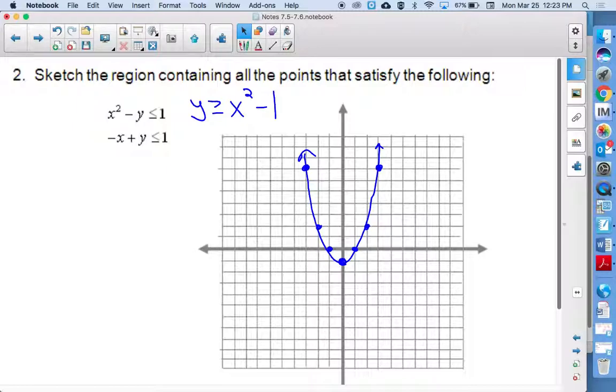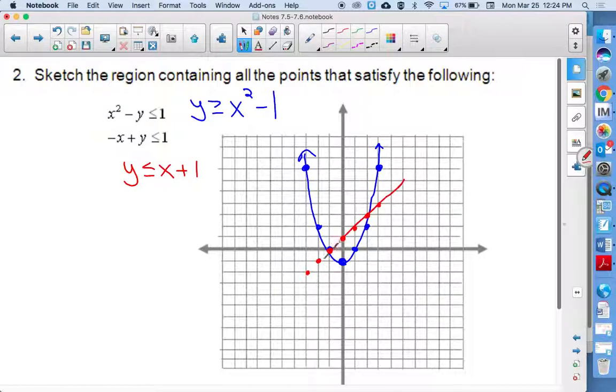Nina, how about solving the second inequality for y? It would be y is less than or equal to x plus 1. Good. So that one is a line starting at 1 on the y-axis, and then the slope is up 1 over 1, down 1, backwards 1. Solid or dashed, Nina? Where's your solution?